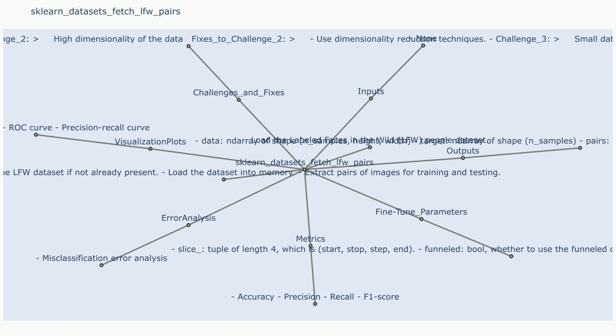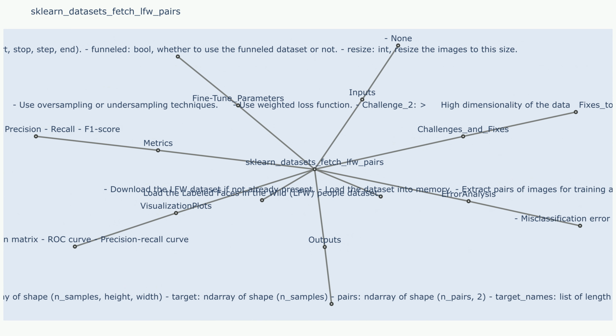Challenge 2, high dimensionality. The images have a high number of features, pixels, leading to computational challenges and potential overfitting. Sample use case that resulted in challenge 2: training a complex model on the full resolution images may lead to overfitting and poor generalization on unseen data.